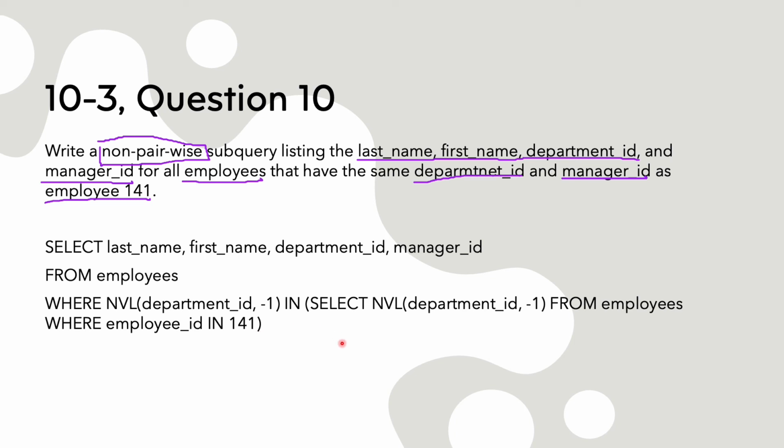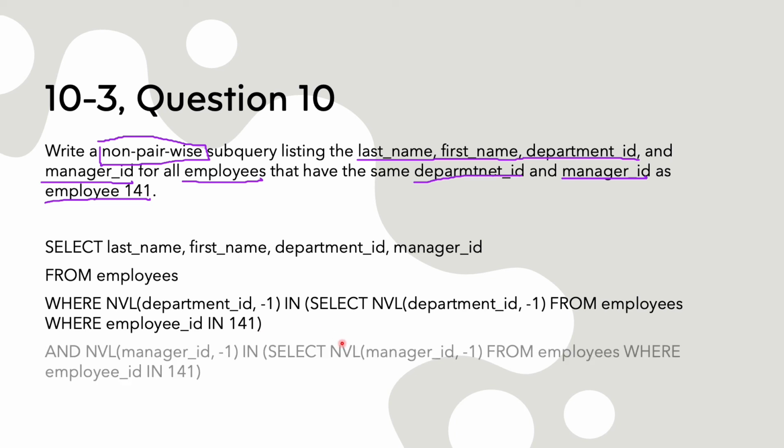And the second subquery is going to look like this. We're going to add an AND, and again we're going to use the NVL for the manager ID, and then we're going to use IN, and inside the parentheses our subquery is select, and then again the NVL for the manager ID, and we're selecting from the employees table still, and we're only selecting where the employee ID is 141. So we want the employee ID to be the same as employee 141 again.